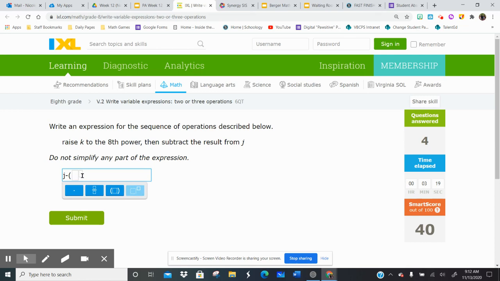Oops, let me use my little button. K to the 8th power, right? Because we're subtracting the result from J. From J means J has to go first, minus K to the 8th power.